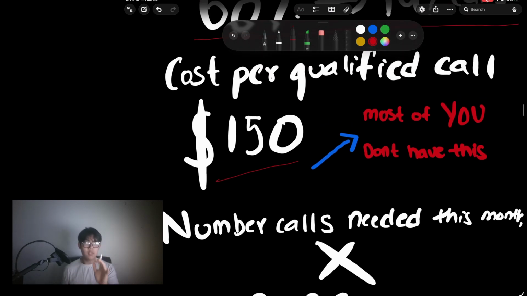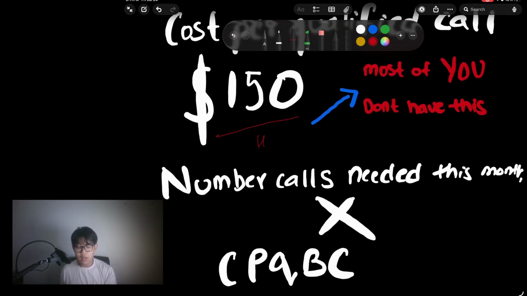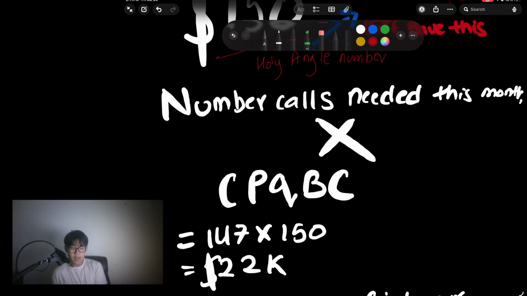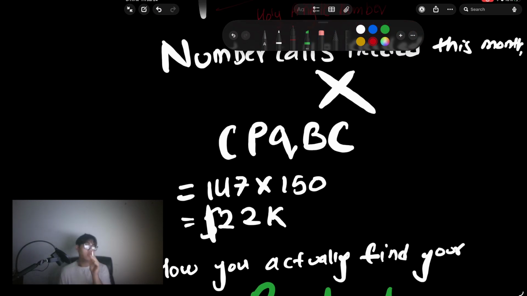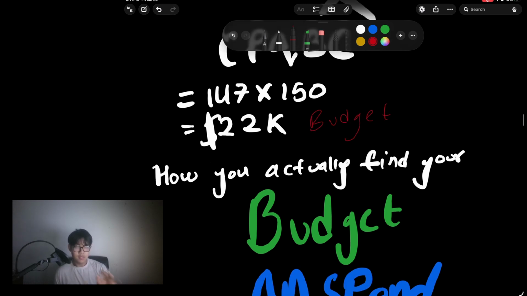So you need the most accurate number that reflects how much you can scale or how much you need to scale. And this is the holy grail or the angel number, if you will. This is going to save your SEO. Okay, so you multiply this by the number of calls needed this month with your cost per qualified booked calls. And if you do a quick math, it's going to give you 147 times 150, which is close to 22K. So this is your budget. Okay, that's really simple, right?